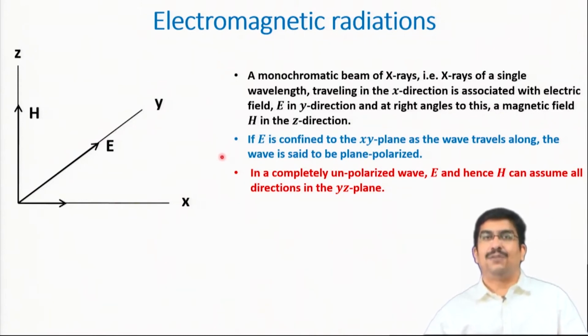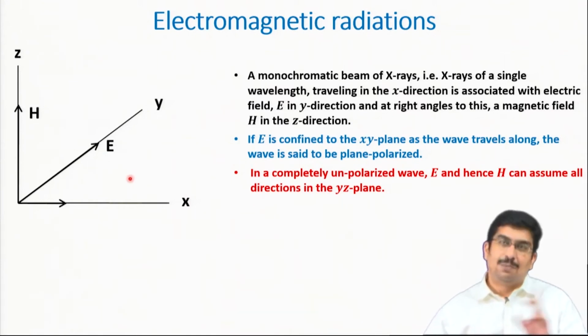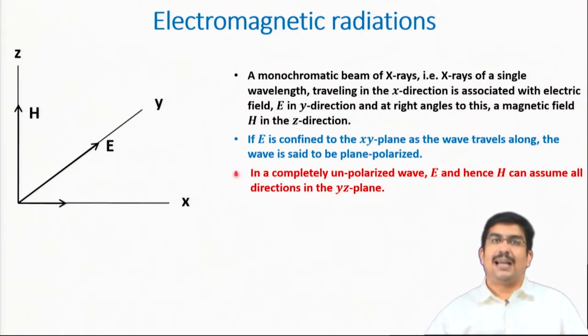The point is, if E is confined to the xy plane as the wave is traveling along the x direction, that is, if the electric field vector is always confined within the xy plane, then this wave is called a plane polarized wave. So, this is a kind of polarized wave. The polarized wave, if you remember, we also discussed in the optical microscopy part, where we were discussing polarized light. There we discussed the same thing; this is exactly the same.